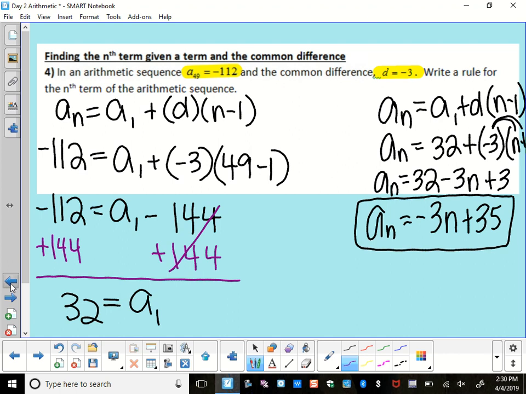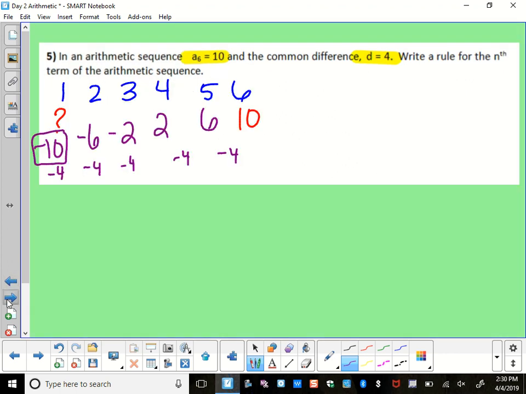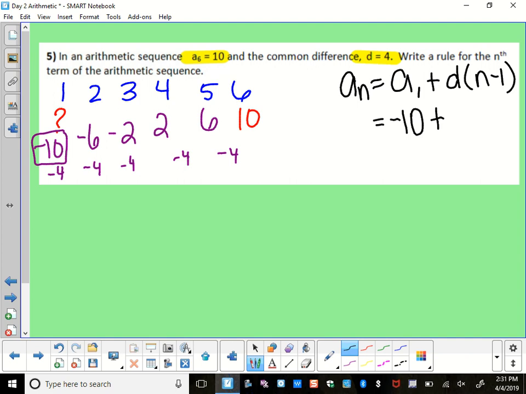Okay, this always works, but if you have a low number like 6 or even 10, even 12, I would just work backwards, okay? Because that may limit your mistakes. Because we still have to write our rule. So here's your explicit. Now I have my first term, which was what? Negative 10. Plus my difference, which was, be careful, what's your difference originally? And then n minus 1.